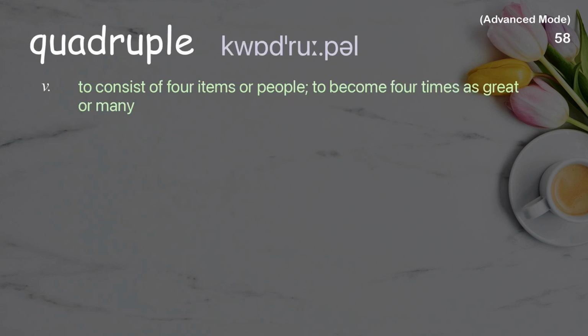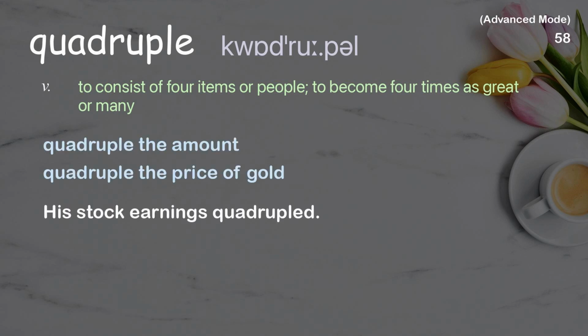Quadruple. To consist of 4 items or people, to become 4 times as great or many. Examples: Quadruple the amount. Quadruple the price of gold. His stock earnings quadrupled.